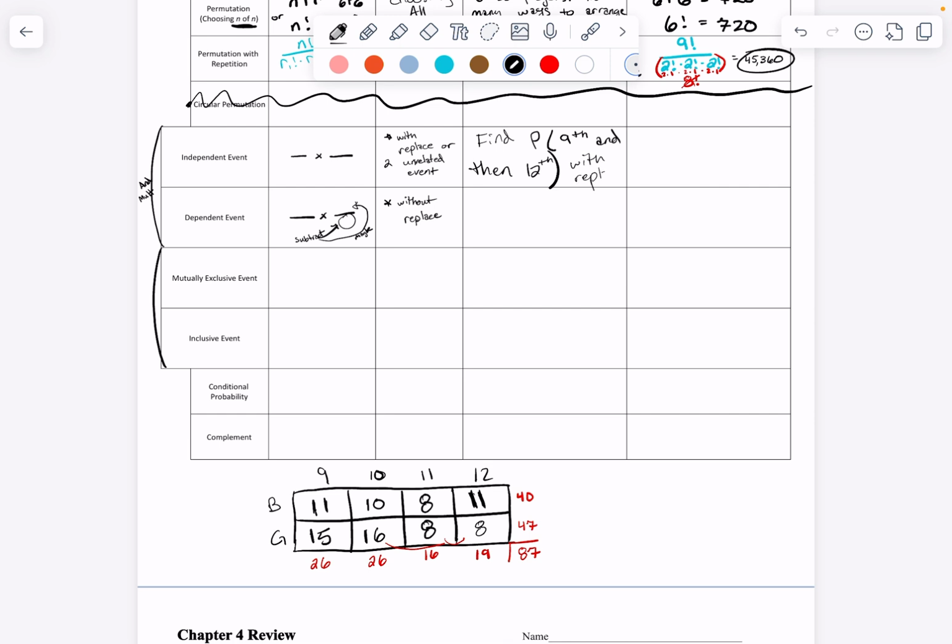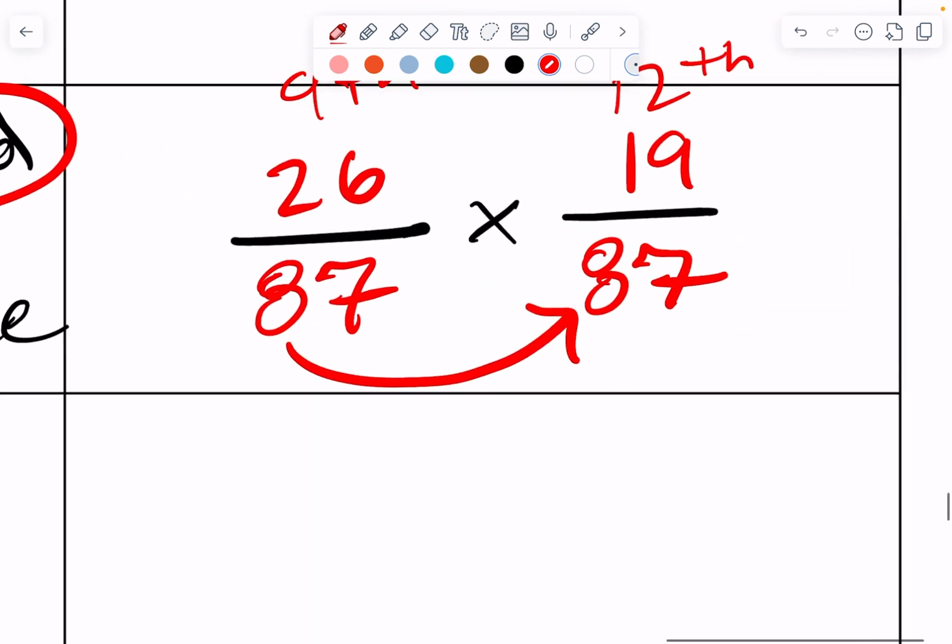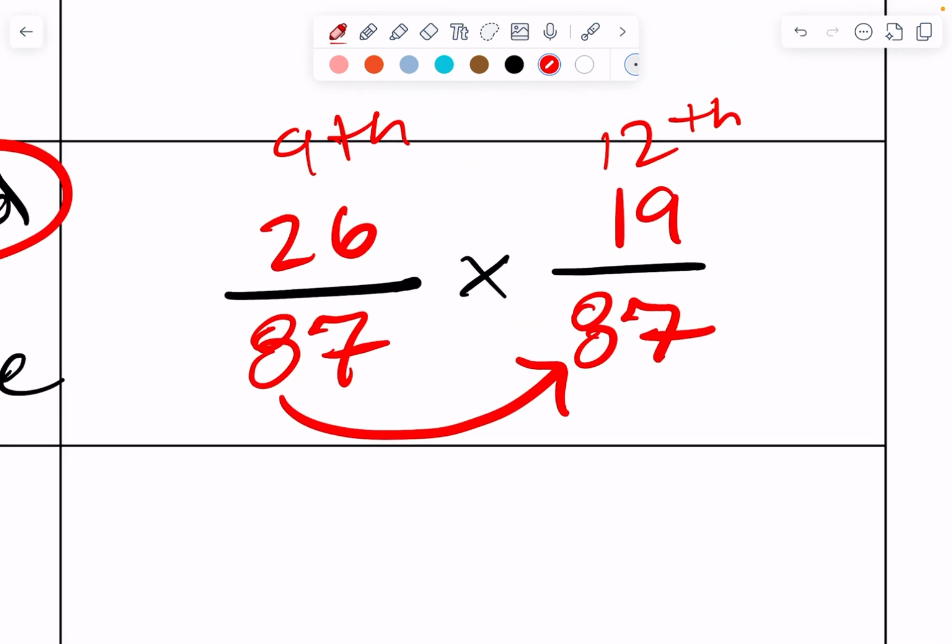With replacement, okay? So fraction times fraction. The word "and," if you want to circle it, tells you what you're doing. So I'm looking for a ninth grader first, and then a 12th grader second, okay? So ninth graders, there are 26 out of 87. And 12th graders, there are 19 out of 87. I am replacing, so that means I still have 87 the second time I choose. All right, I'm going to zoom in on this. So ninth grader, 26 out of 87. 12th grader, 19 out of 87.